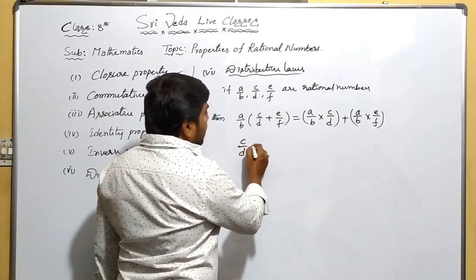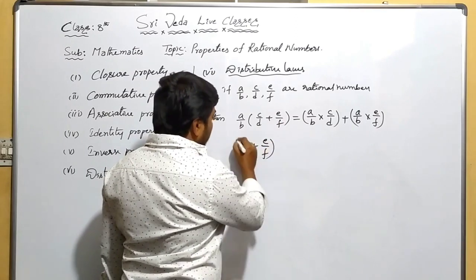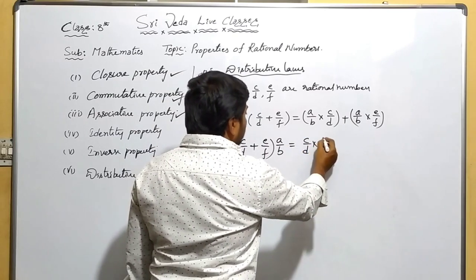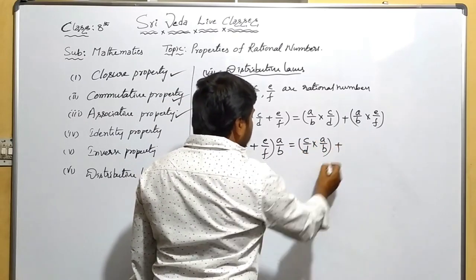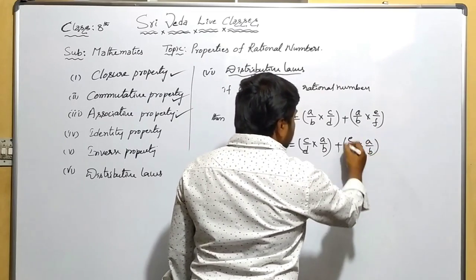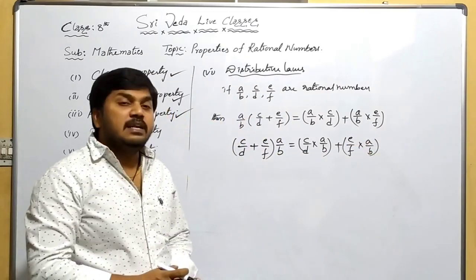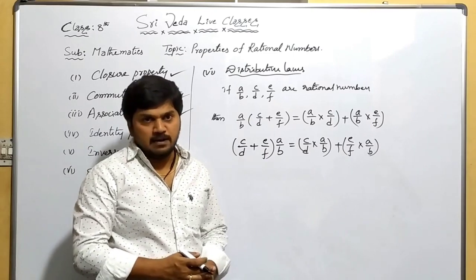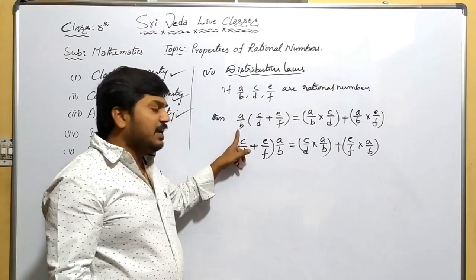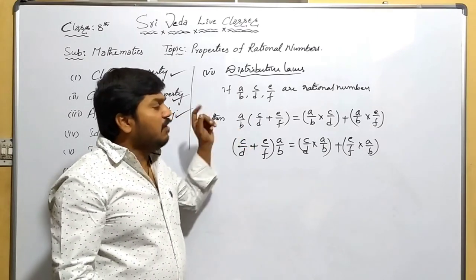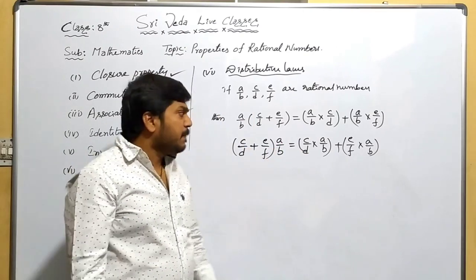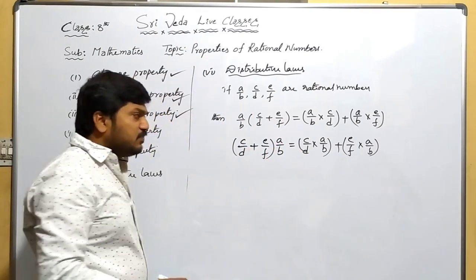C by D plus E by F into A by B is equal to, in the same way, C by D into A by B plus E by F into A by B. This is on the right side, so it is called the right distributive property. Left distributive, right distributive. The only difference is, if it is on the left side, it is the left distributive law, and if on the right side, the right distributive law. Okay.